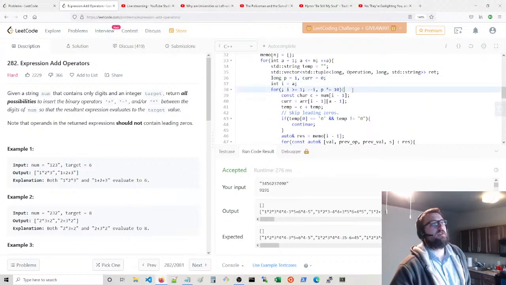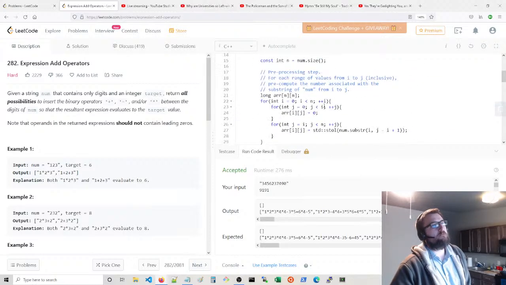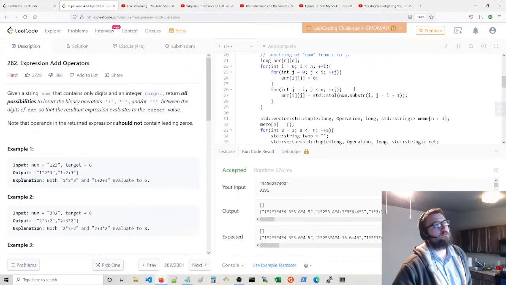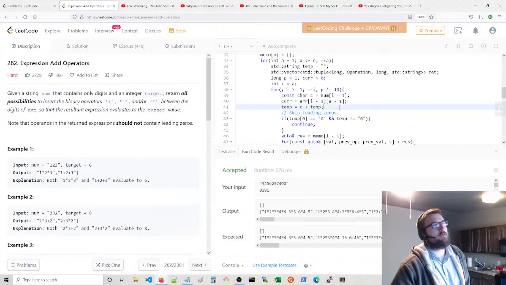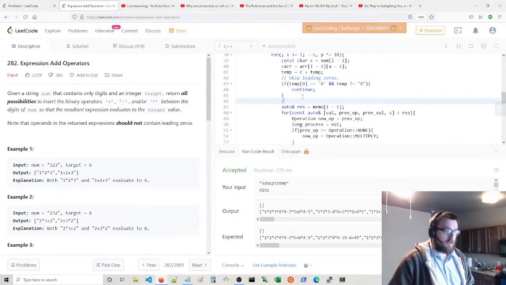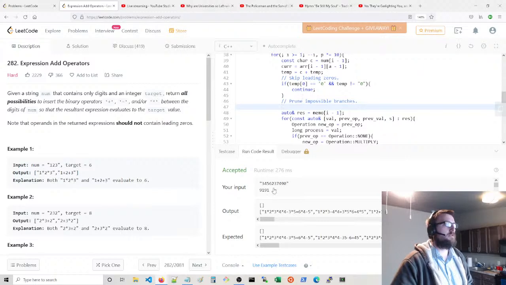help us is now we can calculate these efficiently, and then we can do a comparison of what's left over. So yes, we can skip leading zeros. We can also say skip impossible branches. Prune impossible branches. And that's the goal here. That's what we're trying to do.